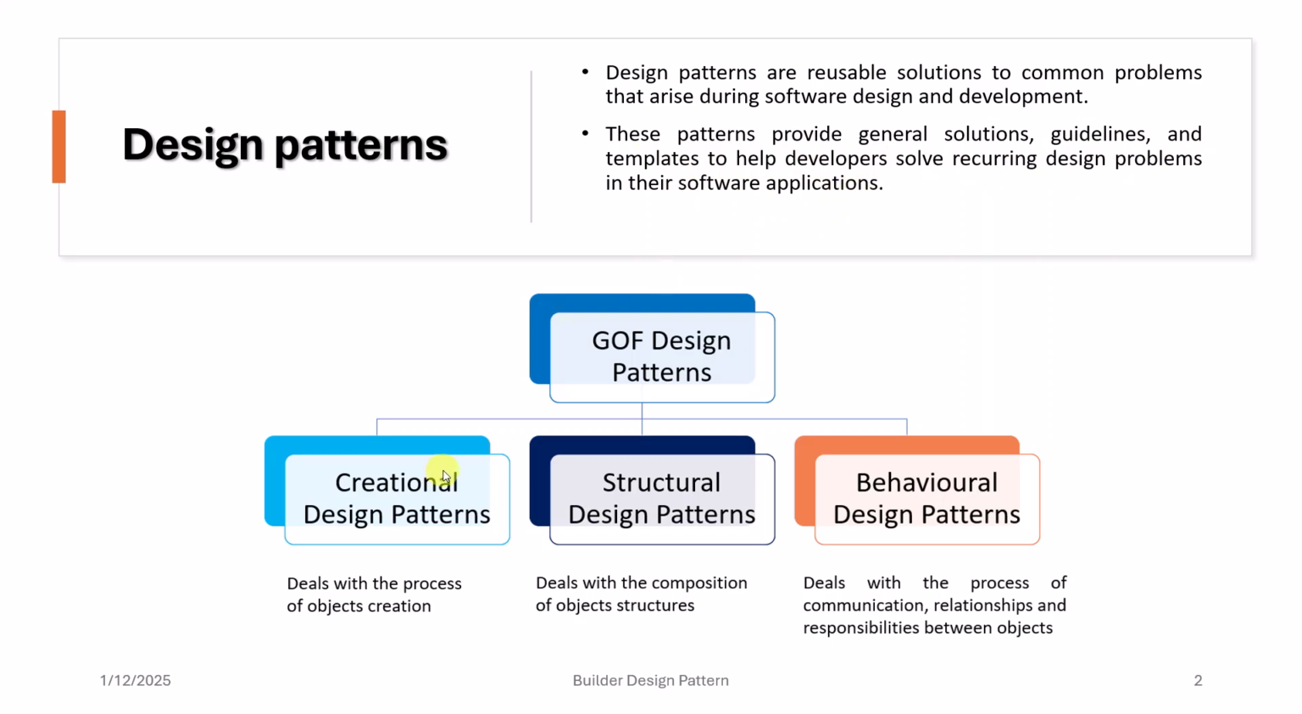There are three main types of GOF design patterns: creational, structural, and behavioral. These patterns are again divided into sub-patterns. Creational design patterns deal with the process of object creation, while structural design patterns deal with the composition of object structure, and behavioral design patterns deal with the process of communication, relationship, and responsibilities between the objects.